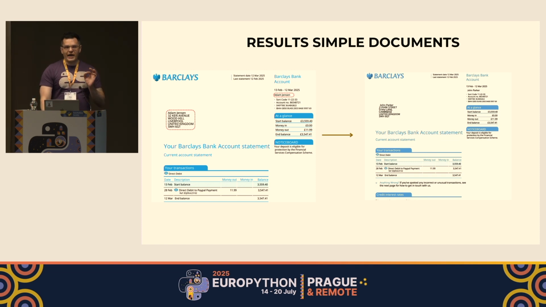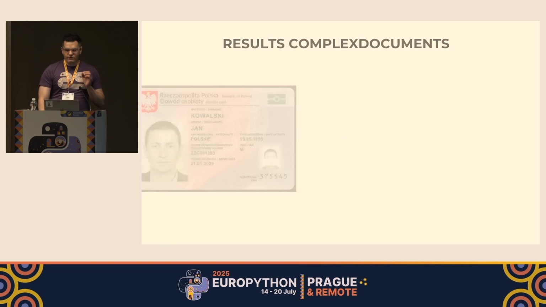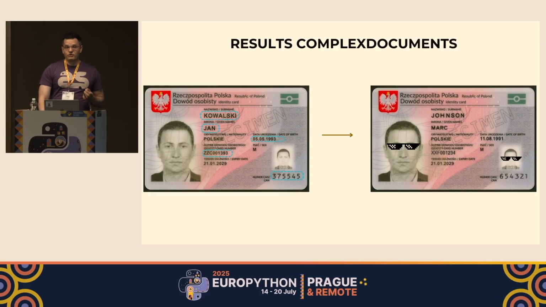But where the real power of this technique is, is when you're working with very complicated documents. So this document has a complicated background, and it's done an alarmingly good job at basically replacing the name and the P2 information in that. So this works better than I could in Photoshop, essentially.